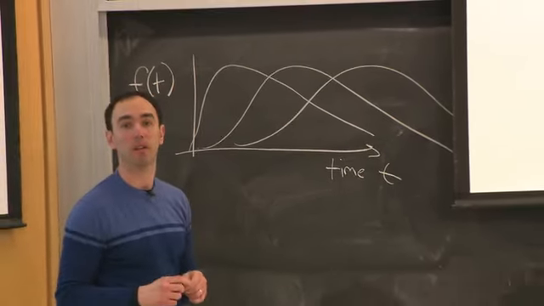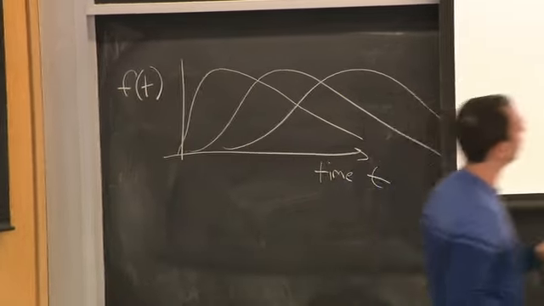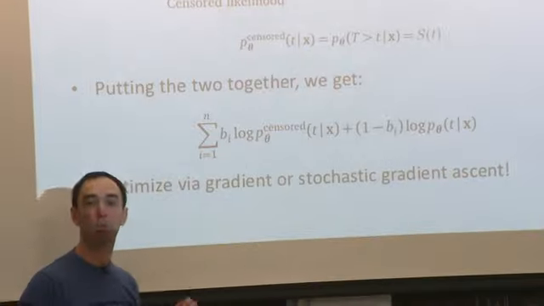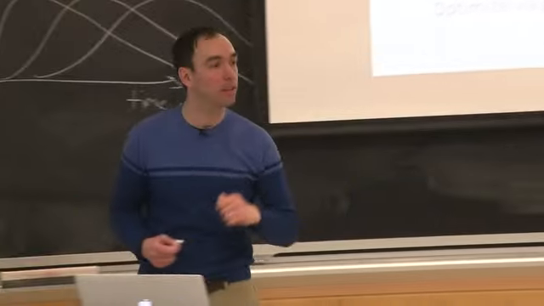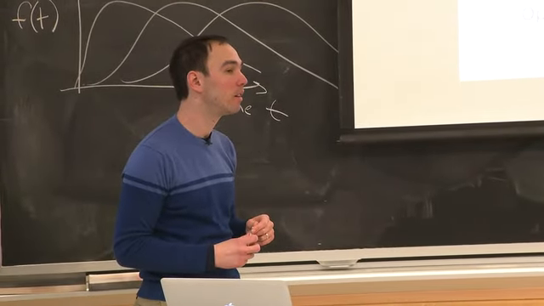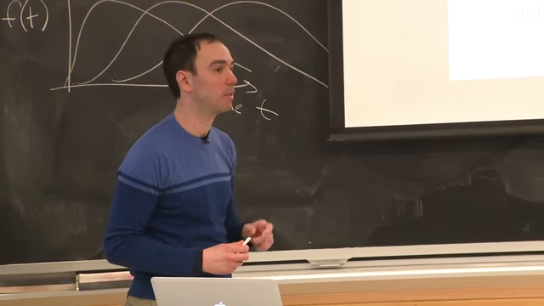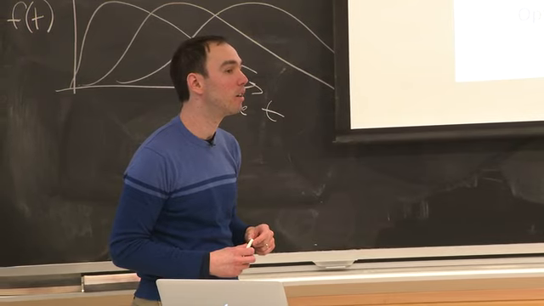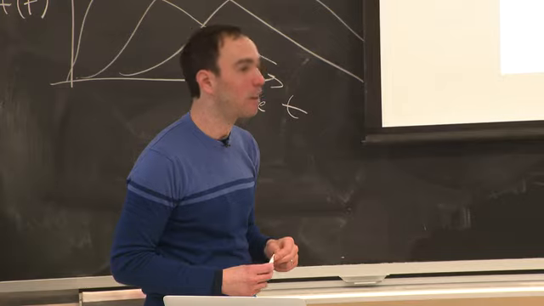Yep? Could you just repeat what B sub i is? B sub i is just an indicator of whether the ith data point was censored or not censored. Yes? For the uncensored likelihood, it's more like a probability density function, but for the censored likelihood, it's more like a cumulative density function. No, for the uncensored, it's the probability density function. Yes.